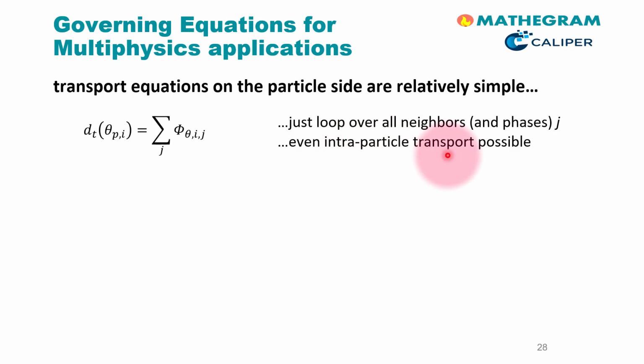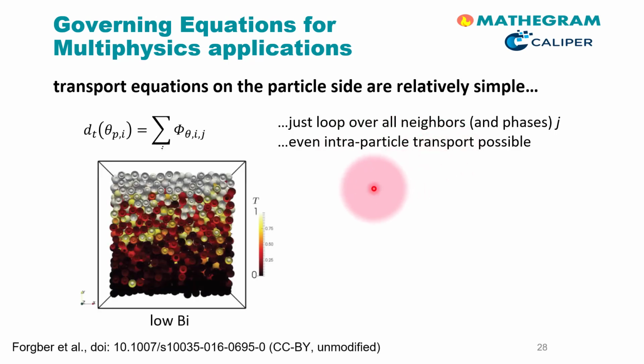intraparticle heat conduction. And exactly the latter was done in the simulations that are illustrated here on the bottom left. Forgber et al. have performed extensive simulations of granular shear flows under the influence of a heat source and heat exchange with an ambient fluid. As you might anticipate, at high particle conductivities, i.e. low Biot numbers, the core and the shell temperature of the particles is quite similar.